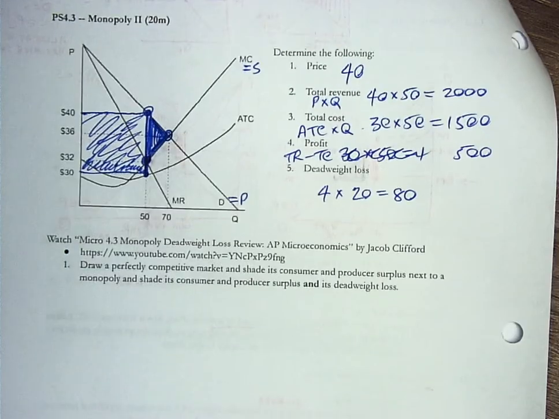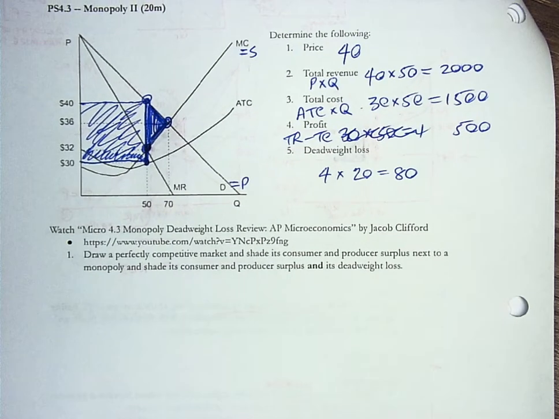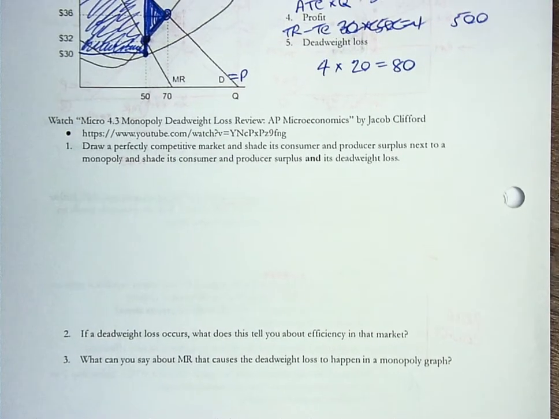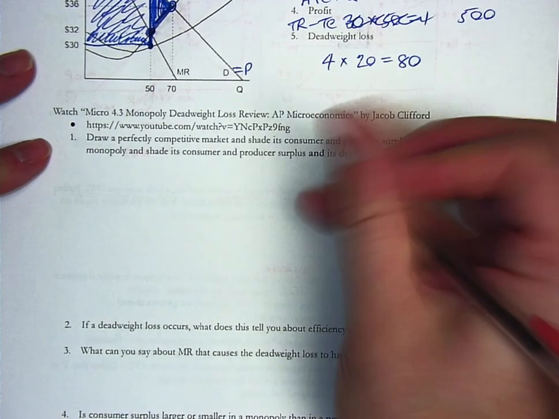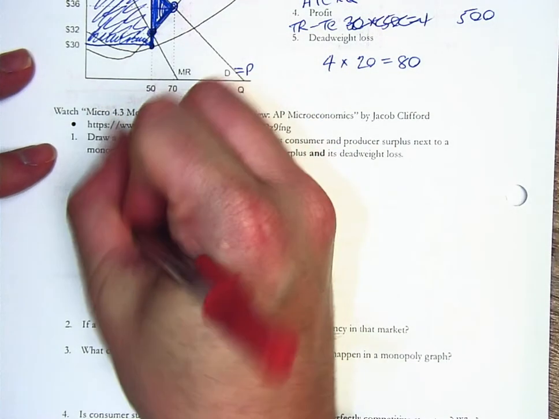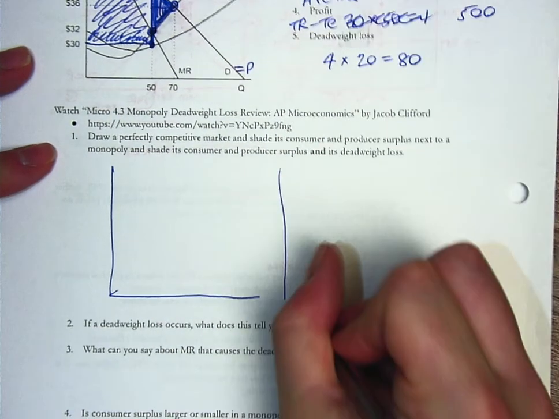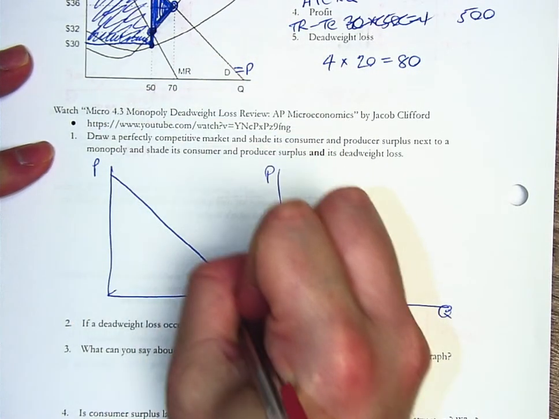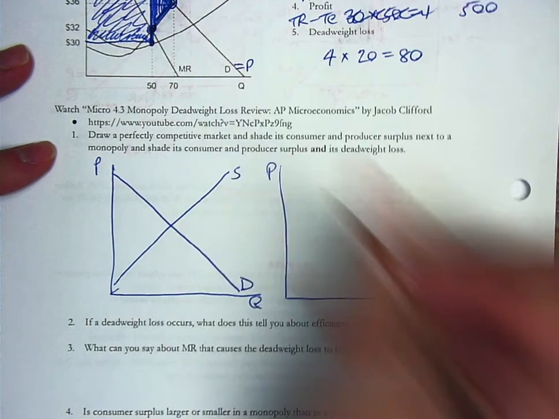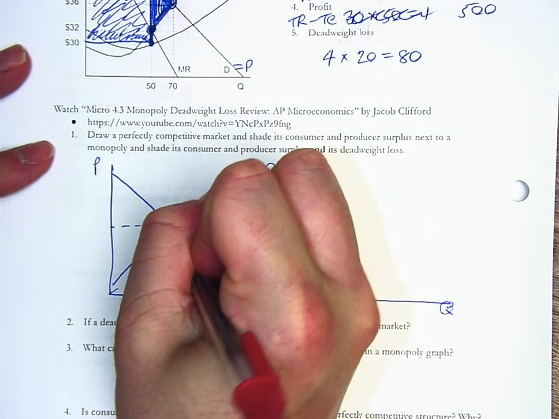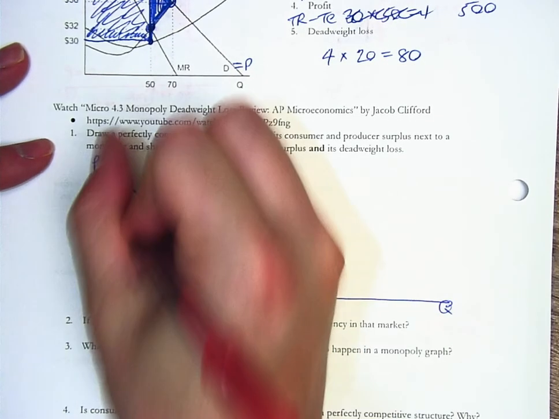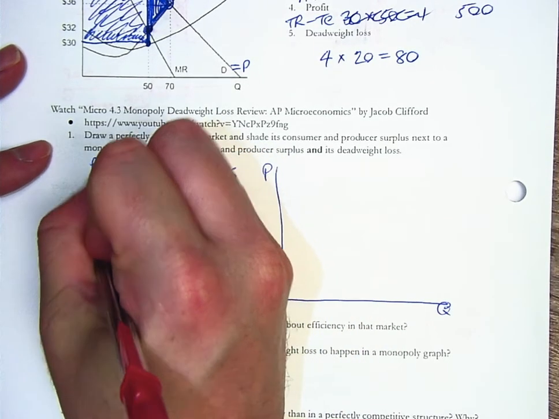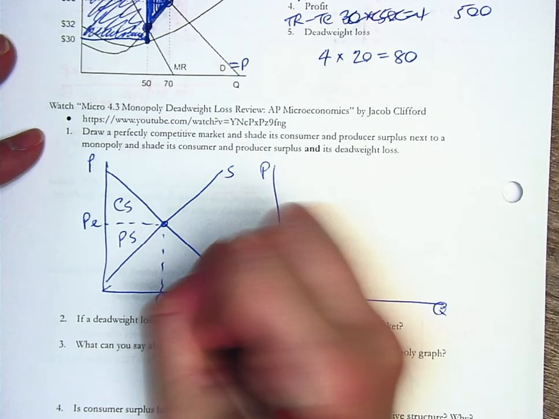Okay. Next, we're going to take a look at this Monopoly Deadweight Loss review video. And I'd ask that you take a look at his video first before answering these questions. But in it, he graphs the two different graphs of perfectly competitive and monopoly, along with its deadweight loss. So we're going to do those here. Quantity and price and demand and supply. And for the perfectly competitive, they just are at supply equals demand. And so this area is consumer surplus, and this area is producer surplus. So that's the price in equilibrium, and that's the quantity in equilibrium.